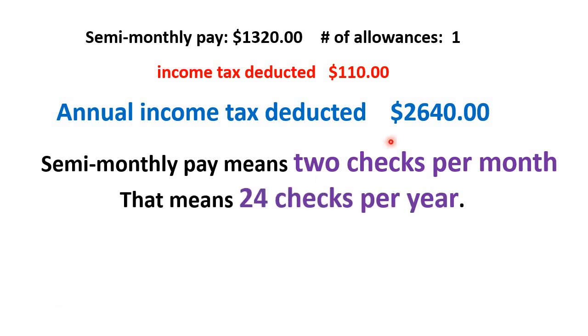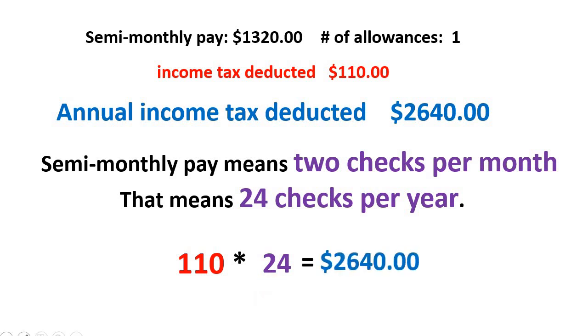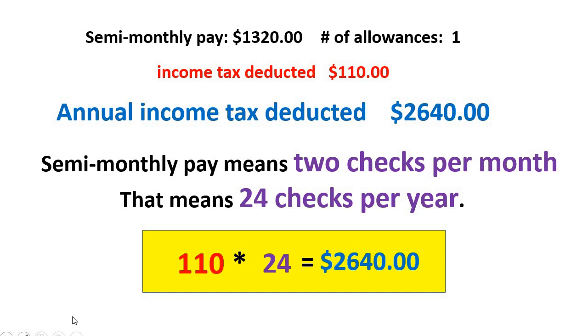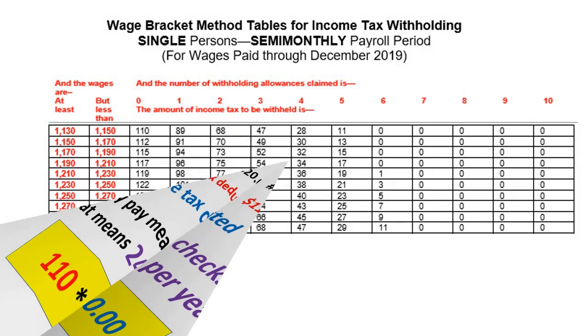And so if it's 2 checks per month, that means I get 24 checks every year. And so I take my tax deducted from the check, 110, and I'm going to multiply it by the number of checks, which is 24, and that's where I get the 2,640. That's what I did to get that answer. How much I deducted from each check, so right out of the table, times 24, that gives me my annual total. So let's give that a shot.